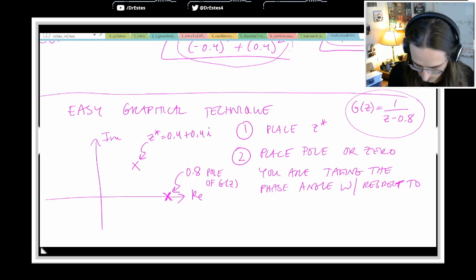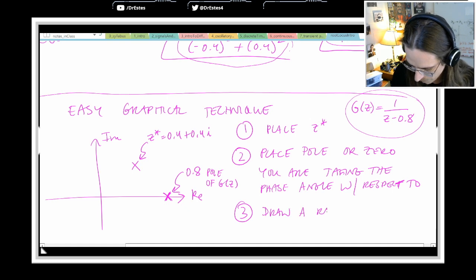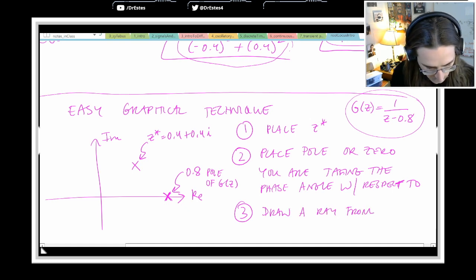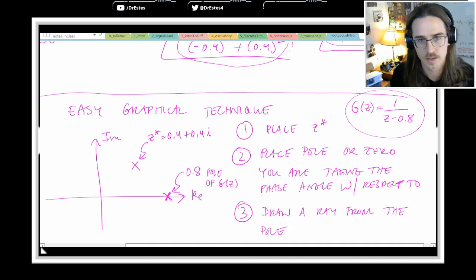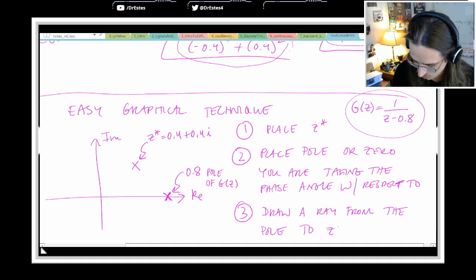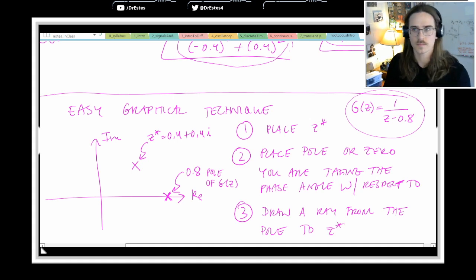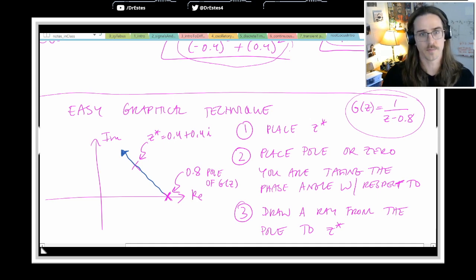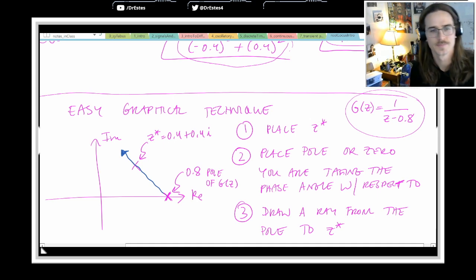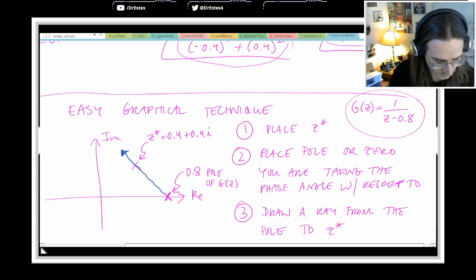Okay, so here's step 3. Draw a ray from the pole that we just placed to z star. So we're just going to draw a ray from right here up through z star. All right, so that's step 3.